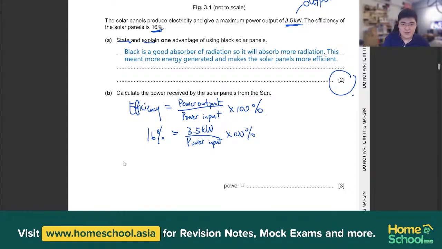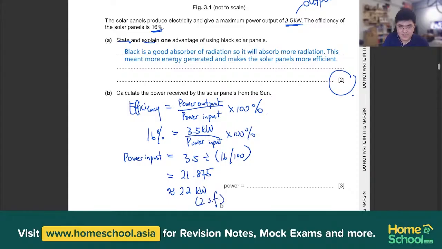Now let's do the maths. Power input to go here. So let's do it this way. Equals to 3.5 divided by 16 over 100. Okay, and that gets you this. And now let's round this up to 2 significant figures as per usual. Remember, this is a very good habit. Please do that. And please write 2 s.f. as per usual.